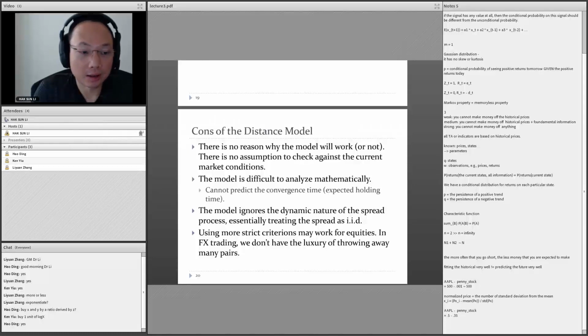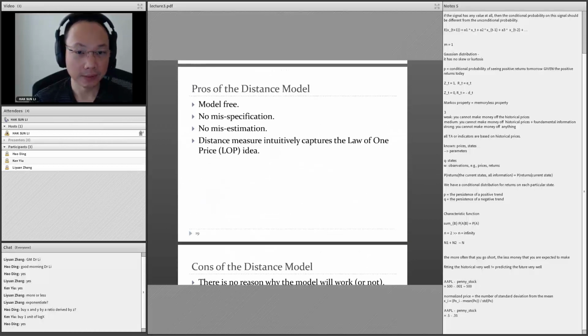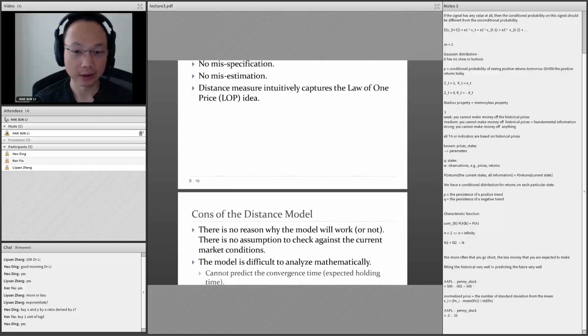Remember in lecture one, we said that in quantitative trading, we want to ask questions like what's your expected P&L, what's your expected holding time, and other questions like this. But here, because there's no model, you can't answer any of these questions. There's nothing for you to analyze when there's no model. The advantage of the distance method being model free is also its disadvantage.